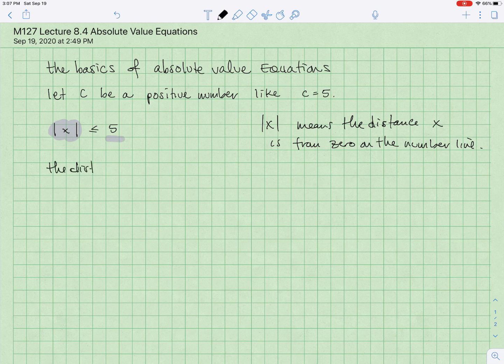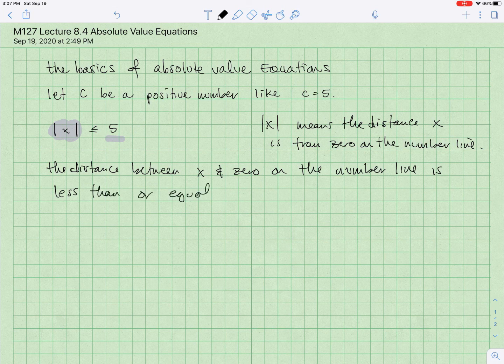So the distance between x and 0 on the number line is less than or equal to 5. So what we're really talking about is a range of values, and we can only range so far in each direction. So let's talk about this on the number line. Let's do it visually.